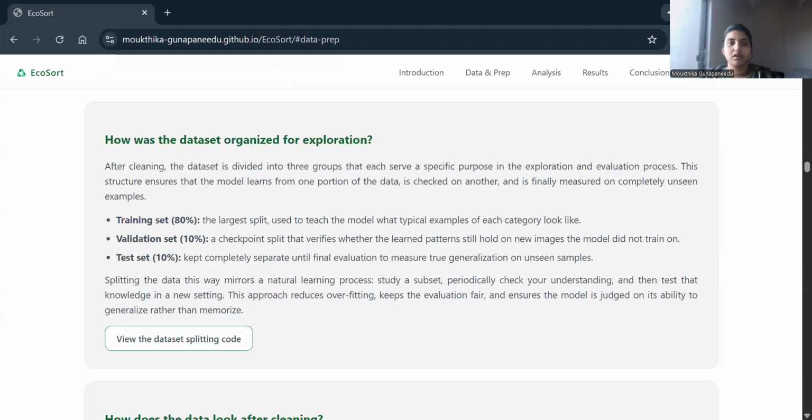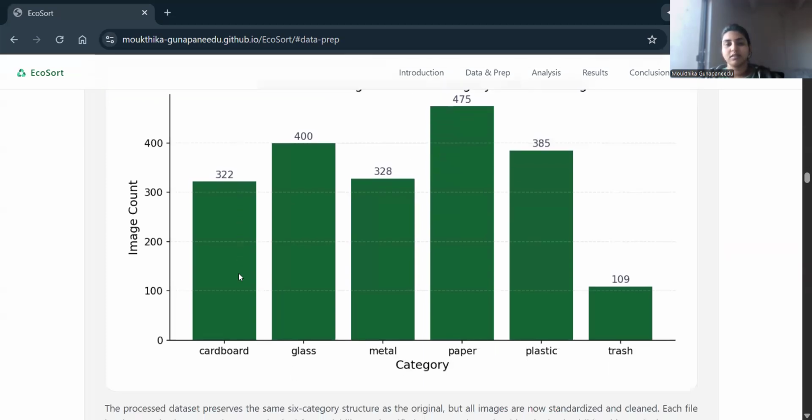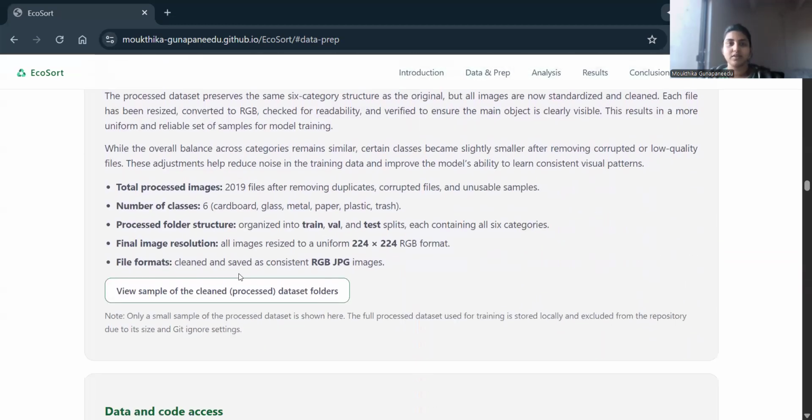So for training the model, I set aside 80% of the data, 10% for the validation, and 10% for testing. And this is the distribution after cleaning. The distribution shape is similar, but the total number of images is now reduced to 2019 from 2,527. And now they're all in consistent format and they have a consistent folder structure. And at this point, we have six clearly defined material classes, a cleaned, resized RGB dataset, and a train val test split setup for the evaluation.